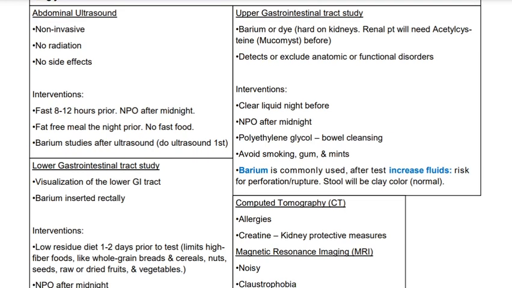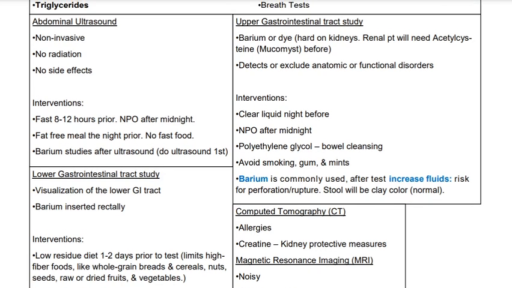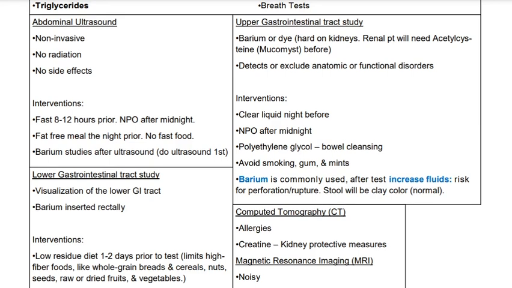We're just going to say, hey, you just need to fast for 8 to 12 hours prior, be NPO after midnight, do a fat-free meal the night prior, no fast food, right? And then barium studies after the ultrasound. If you were going to do an ultrasound with it and then have a barium study, you would always do the ultrasound first, because the barium is going to make everything not visible on the ultrasound. So there you go. Make sure you know how to educate someone if they're having an abdominal ultrasound.